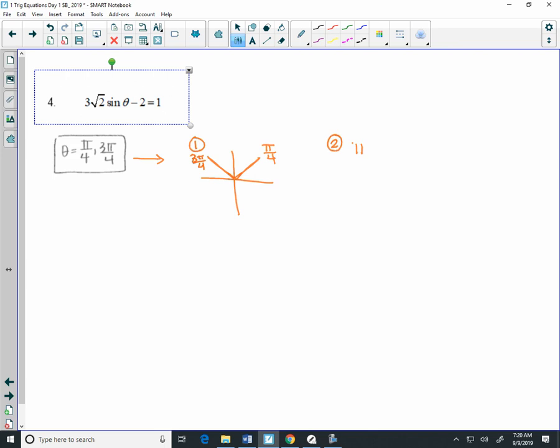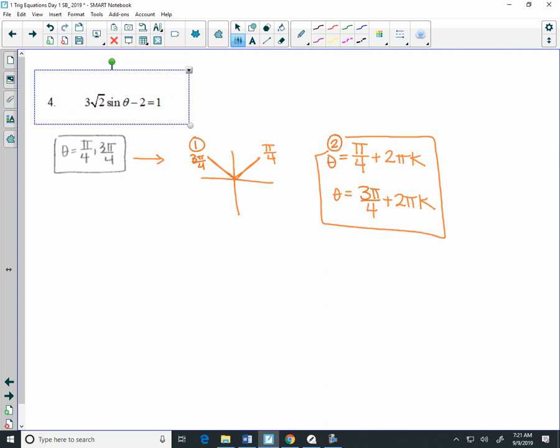So pi over 4 plus 2 pi k is going to get us all of the coterminal angles for pi over 4, and 3 pi over 4 plus 2 pi k is going to get you all of your coterminal angles for 3 pi over 4.